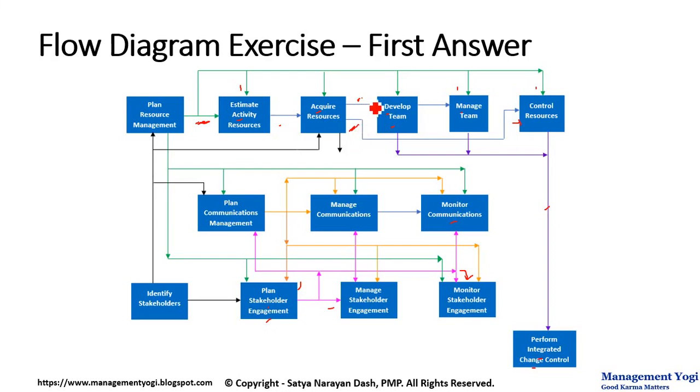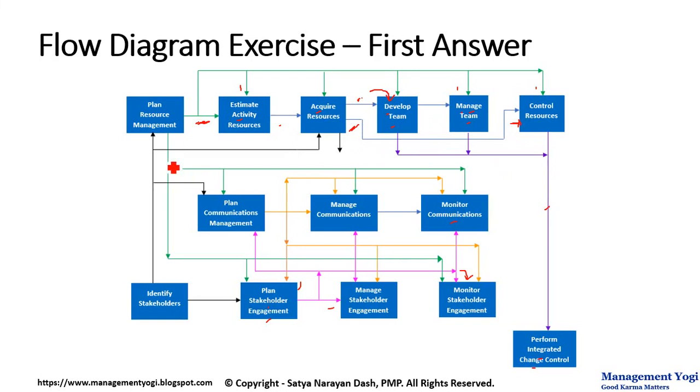Whereas project team assignment will act as an input to develop team process, the physical resource assignment will act as an input to control resources process. Now output of develop team is team performance assessment, which will act as an input to manage team process where the actual performance appraisal of the team members will happen.